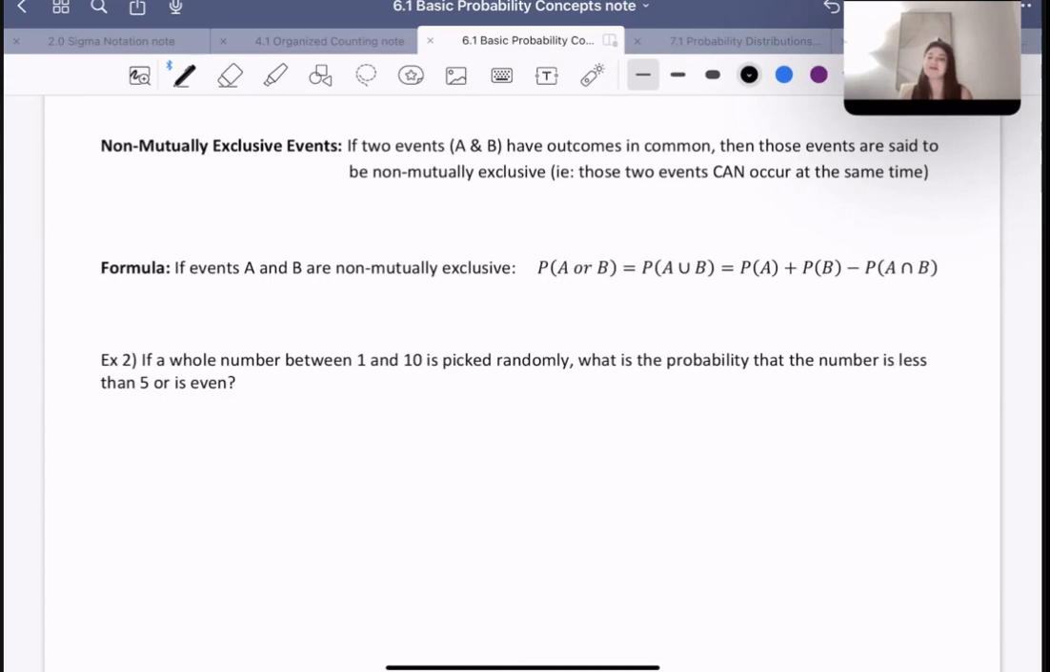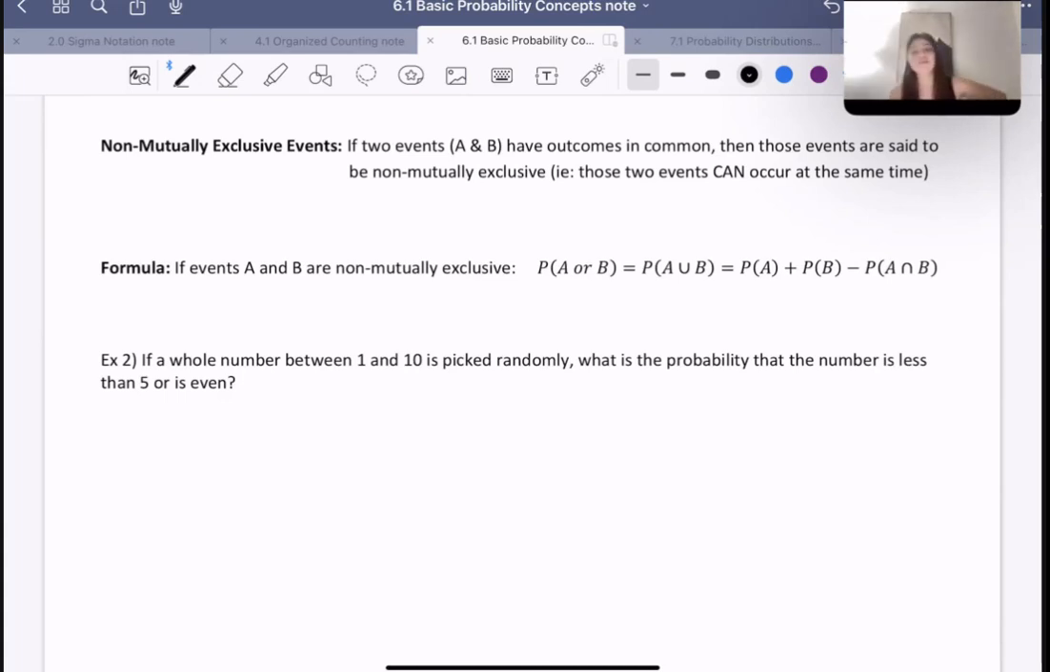Now, does that mean they're the exact same event and they always occur at the same time? Well, no, not necessarily. Typically, non-mutually exclusive events are still different, but they have certain elements in common, right? Certain things can happen at the same time. So the formula for this is that the probability of A or B must be the probability of A plus the probability of B minus the intersection of A and B. So minus the probability that both A and B are the case.